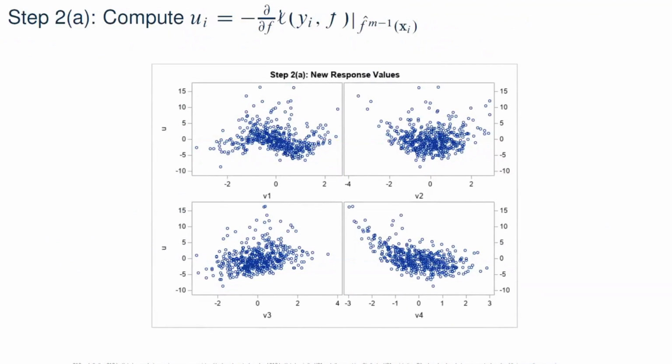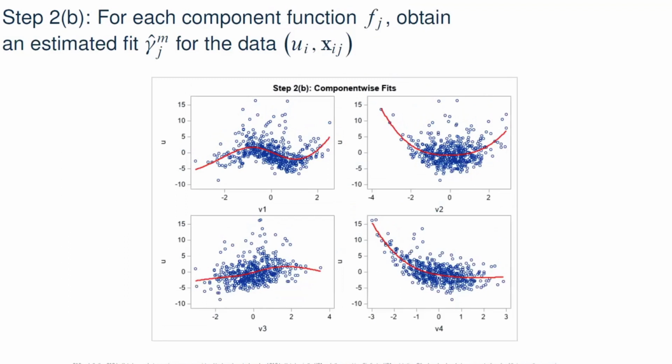The second step begins by computing the derivative of the loss function given the current fit. For proc GAMSELECT, the loss function would depend on the negative log likelihood function, determined by the distribution and link function that you've specified. And evaluating that derivative gives the UI values plotted here based on that initial intercept-only fit. Next, for each of the individual terms, a model is fit to the UI values. In this example, that gives us the 4 component functions, gamma1 to gamma4, plotted here in red.